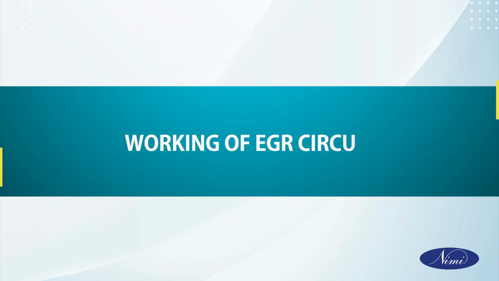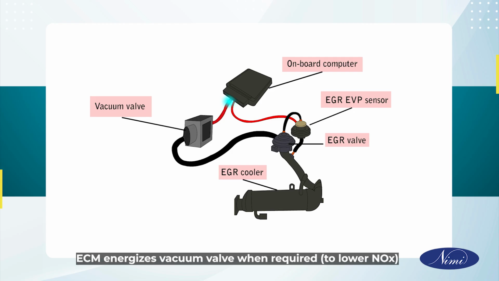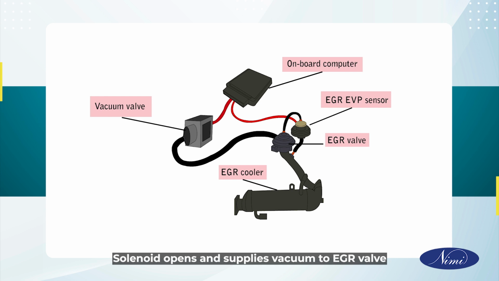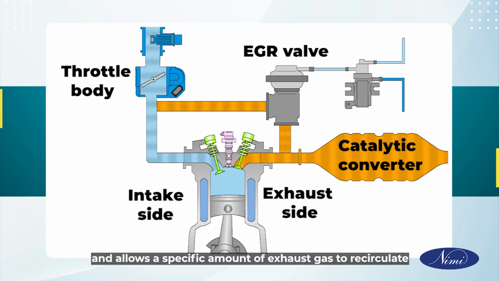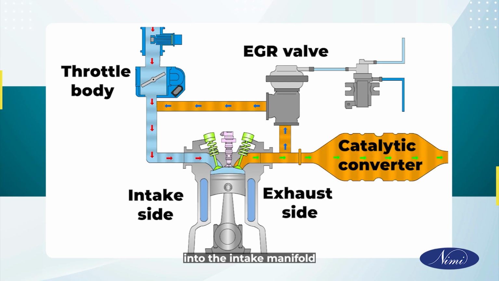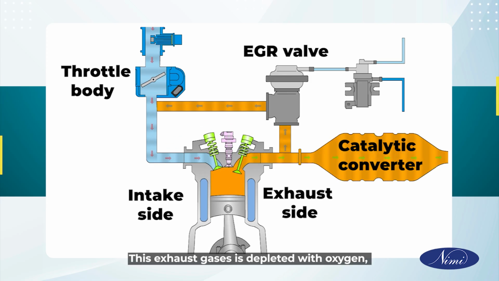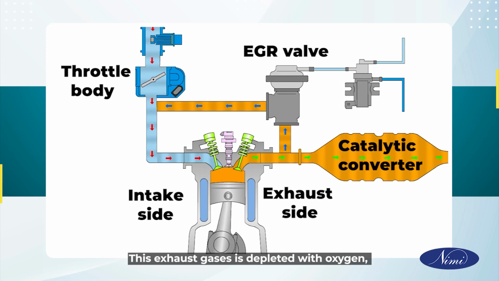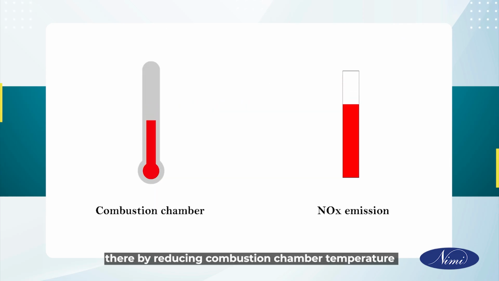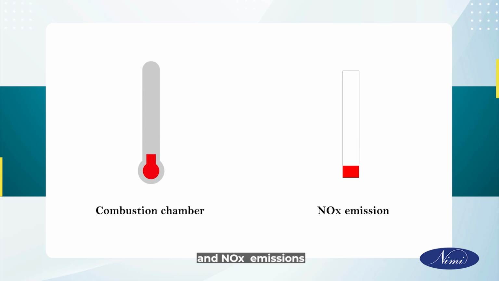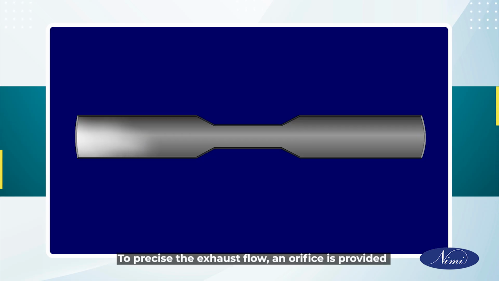Working of EGR circuit. ECM energizes the vacuum valve when required to lower NOx. Solenoid opens and supplies vacuum to the EGR valve. EGR valve opens and allows a specific amount of exhaust gas to recirculate into the intake manifold. This exhaust gas is depleted of oxygen and does not allow burning in the combustion chamber, thereby reducing combustion chamber temperature and NOx emissions. To precisely control the exhaust flow, an orifice is provided.